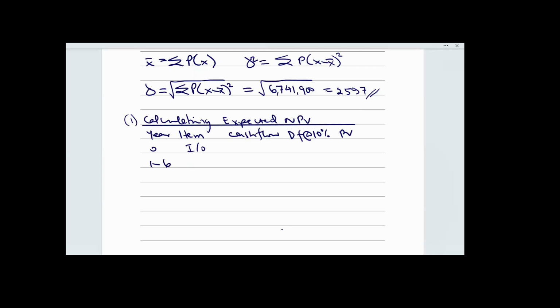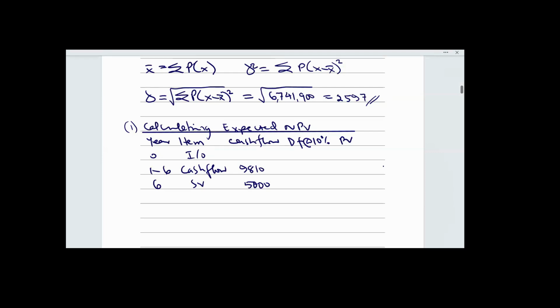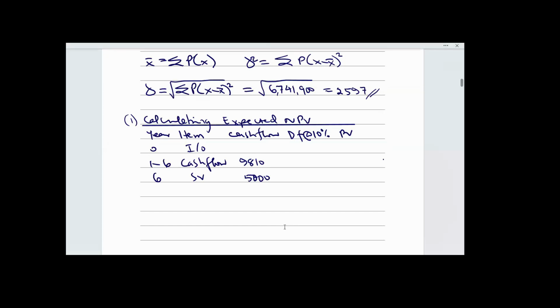Then in year 6, we are told that there's a scrap value of 5,000 naira. The expected value we computed is 9,810. The initial outlay is 22,000, I think. Let me confirm. 40,000. The initial outlay is 40,000.